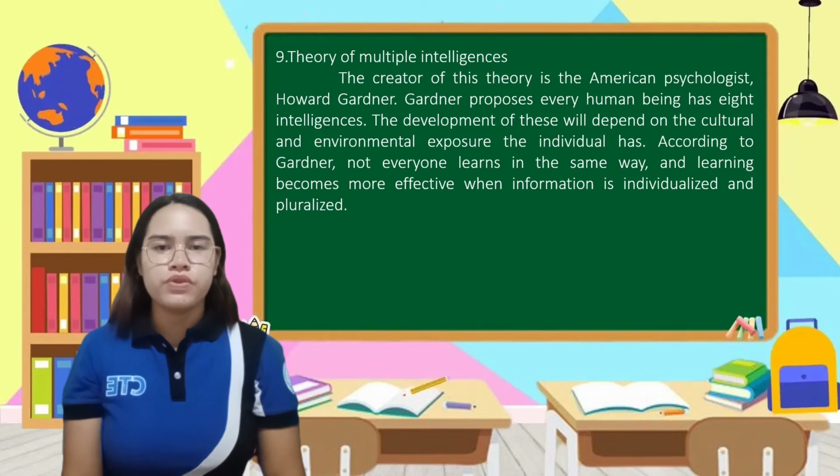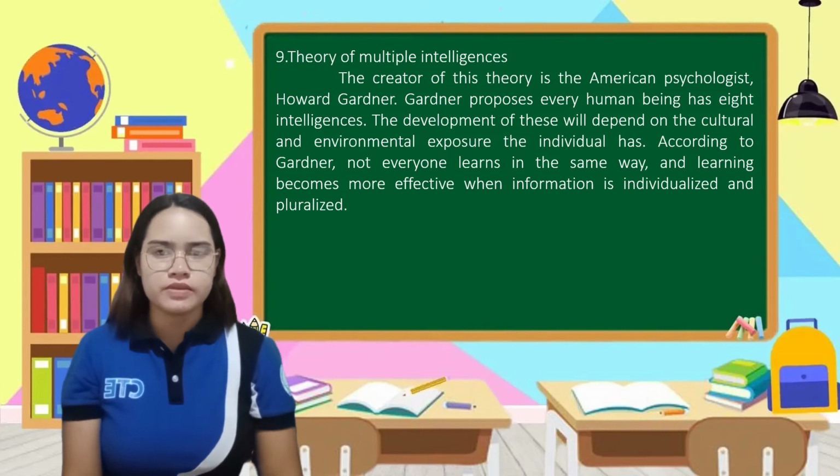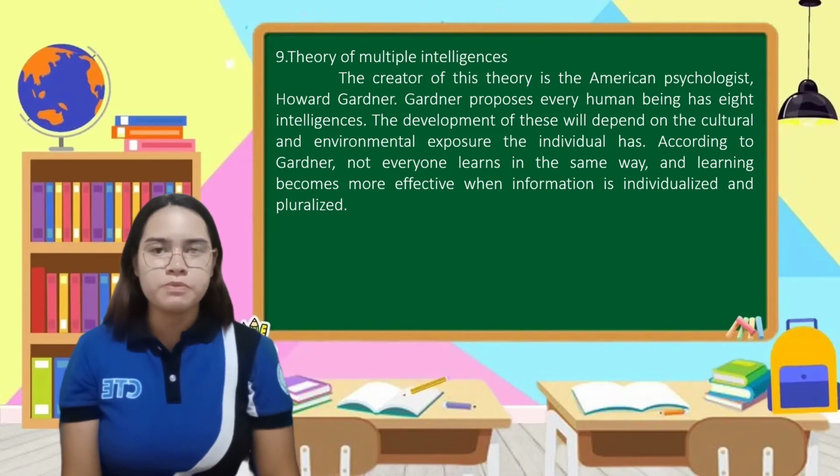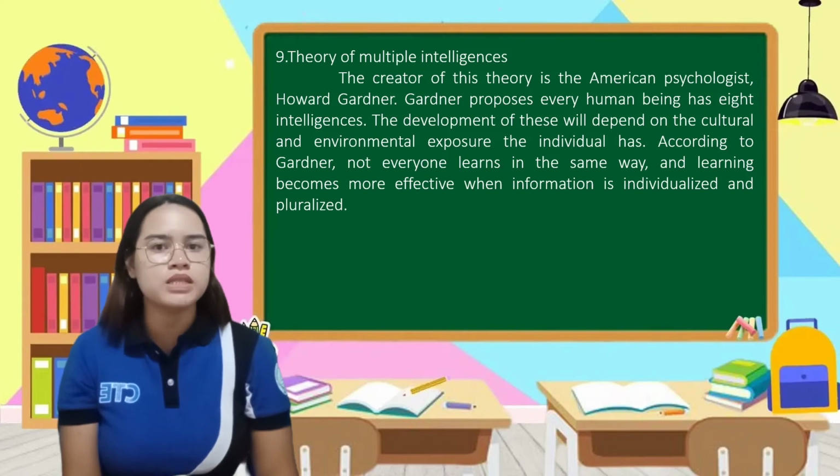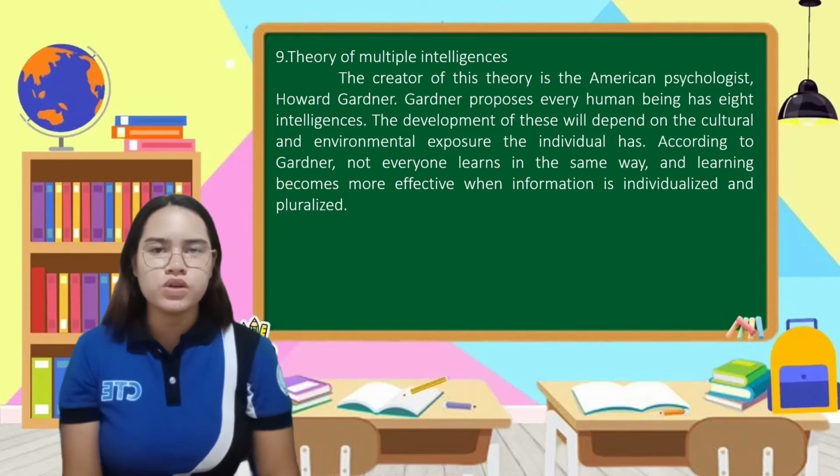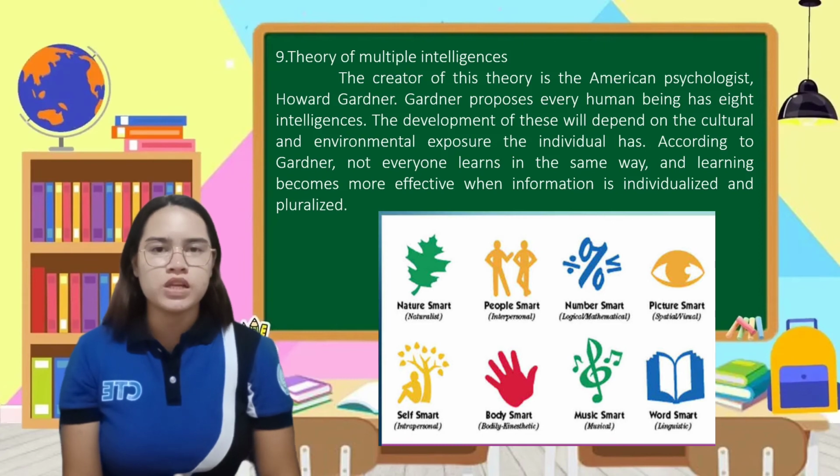Ninth, theory of multiple intelligences. The creator of this theory is the American psychologist Howard Gardner. Gardner proposes every human being has 8 intelligences. The development of these will depend on the cultural and environmental exposure the individual has. According to Gardner, not everyone learns in the same way, and learning becomes more effective when information is individualized and pluralized.